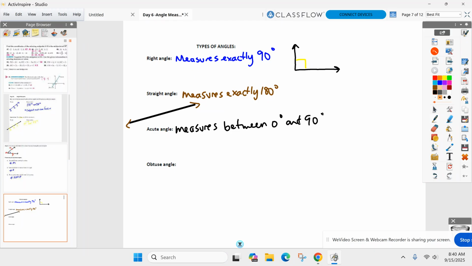How about obtuse? Obtuse measures between, what do you got, Connor? 90 and 180. Yep. Anything between those two. Yes, you can have something more than 180. You'll find out next year.